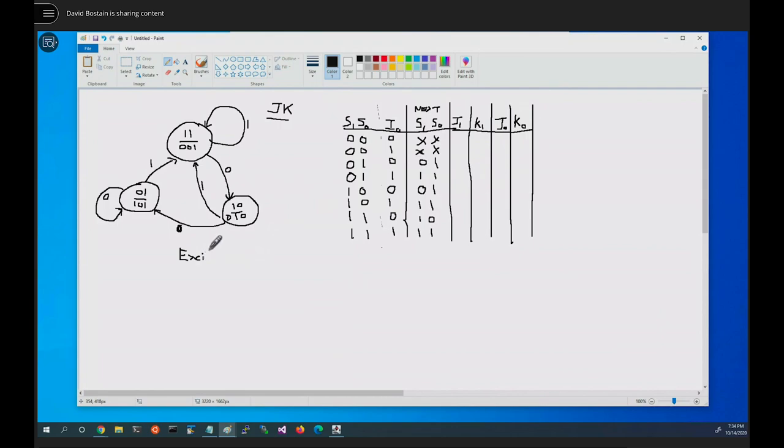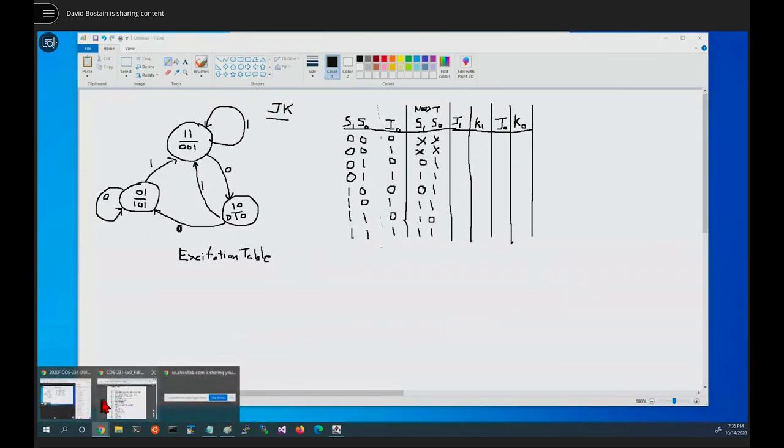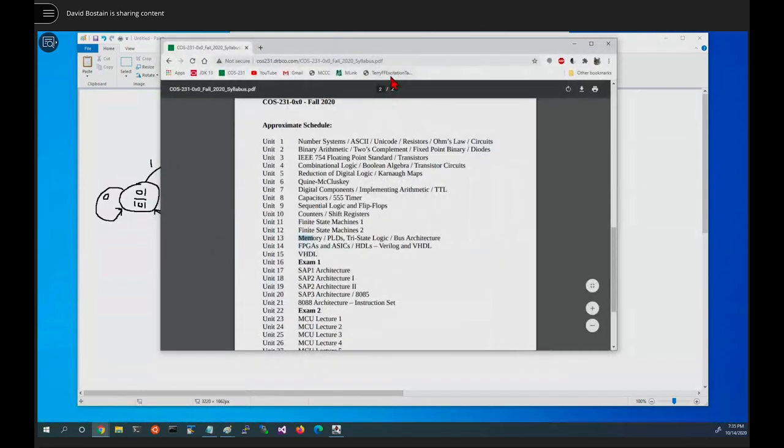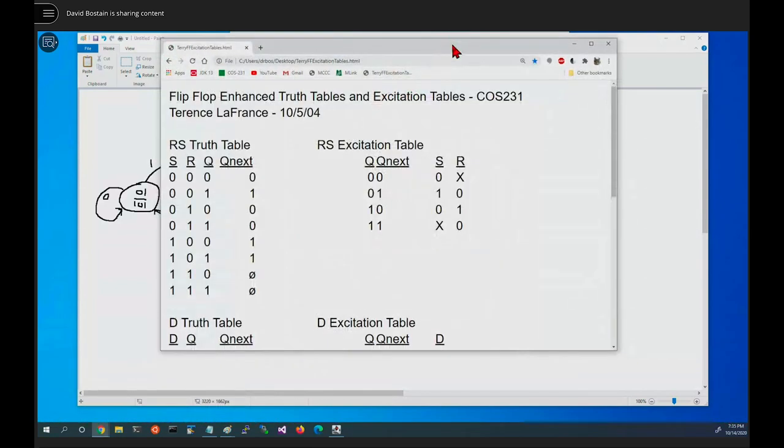And don't get excited. An excitation table. And the excitation table basically takes the truth table for a JK or a D or a T or an RS and turns it inside out on itself. It takes a lot of work to get it done. So fortunately for us, one of my previous students from years gone by did all the work for us, a guy named Terry LaFrance.